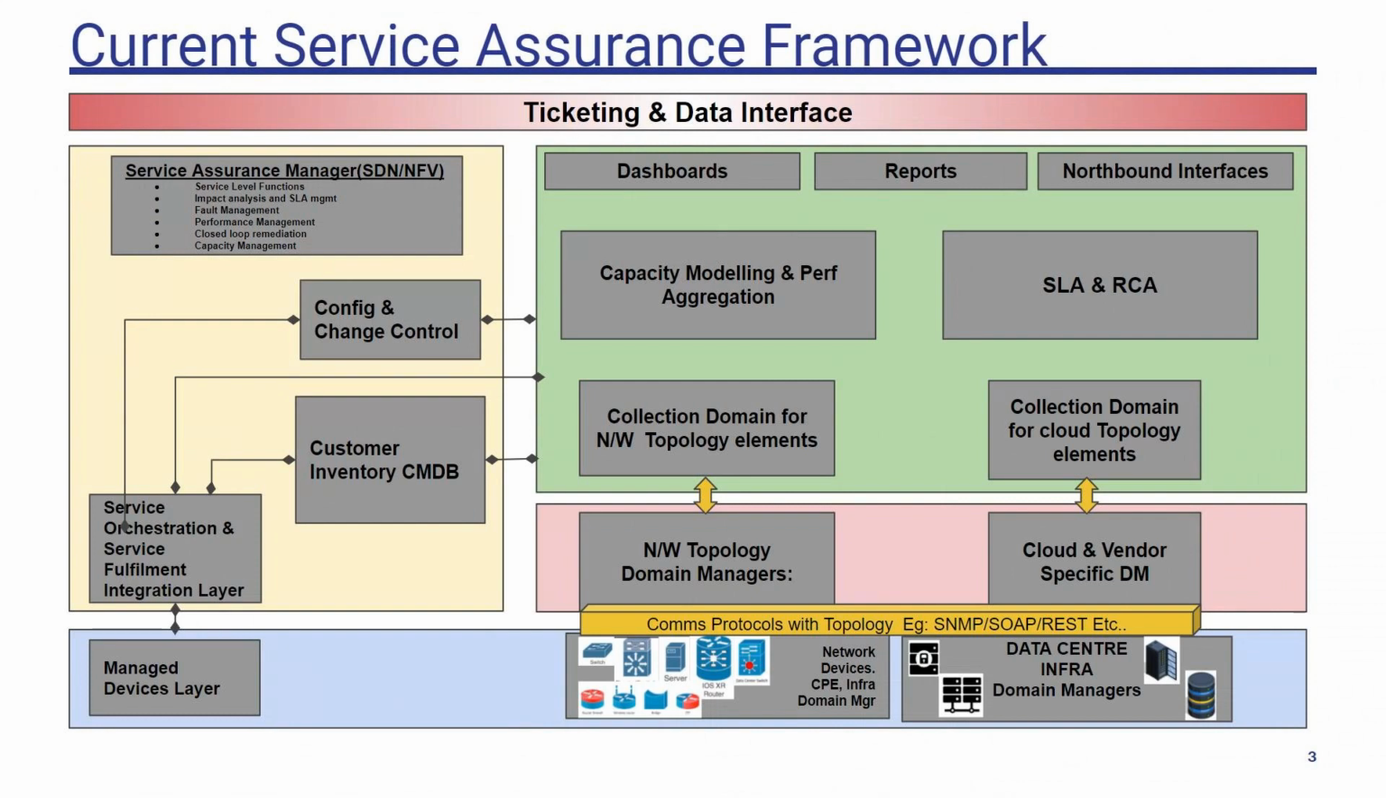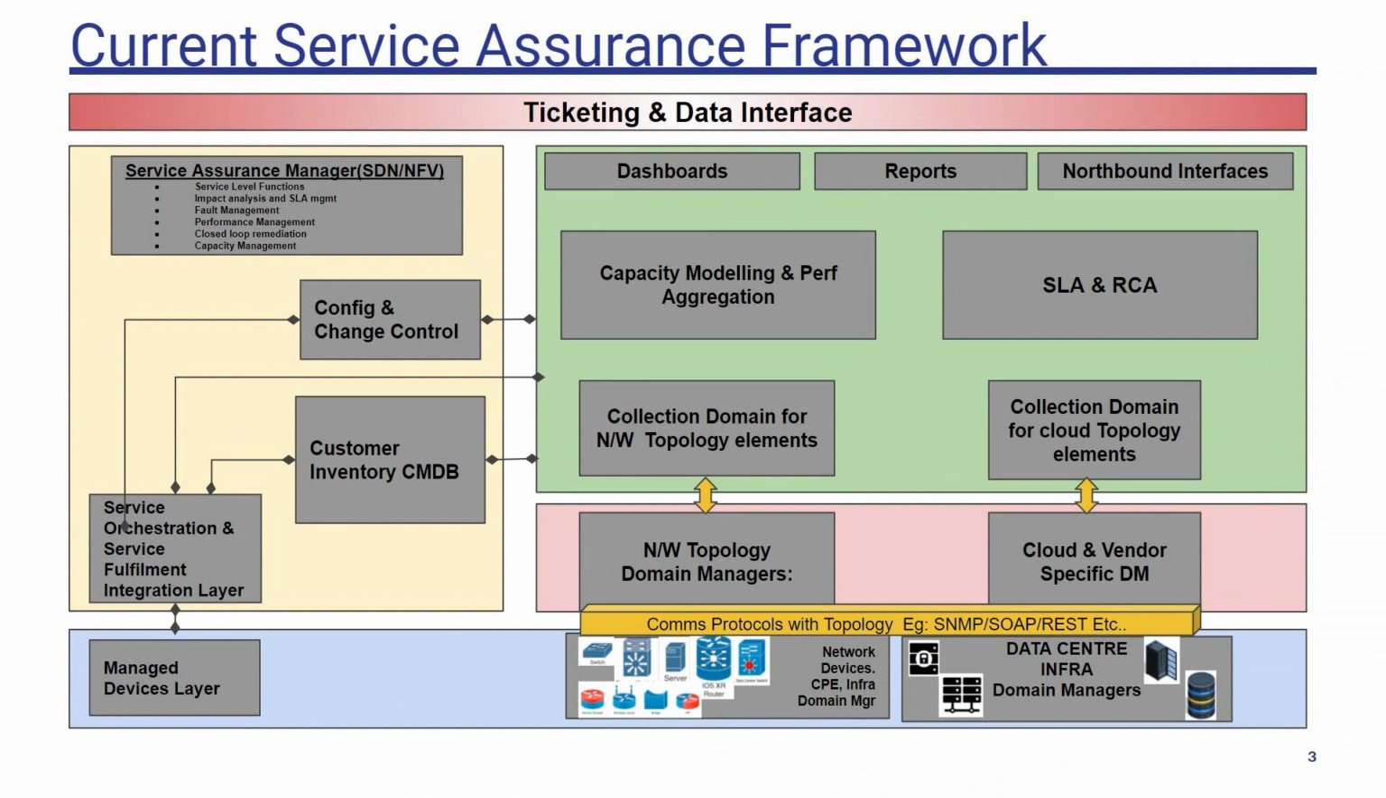Here you can see the current service assurance framework that we have. On your left hand side is the SDN and NFV framework, and we have kept it very simple for understanding purposes. On the right hand side are the physical network elements, which comprise routers, switches, as well as the data center infrastructure, which act as a topology for this particular collection. So that is bifurcated into two parts.